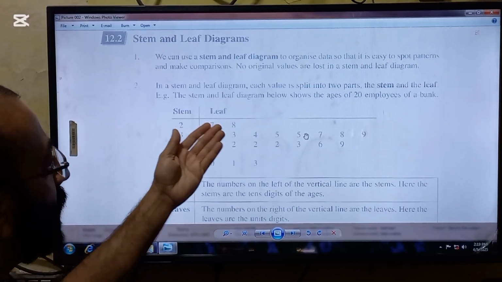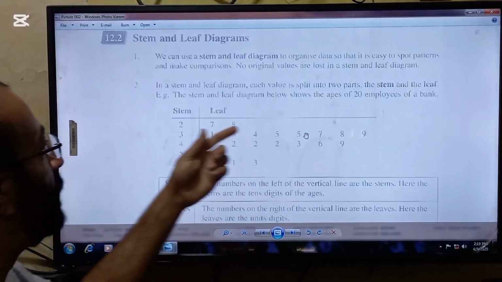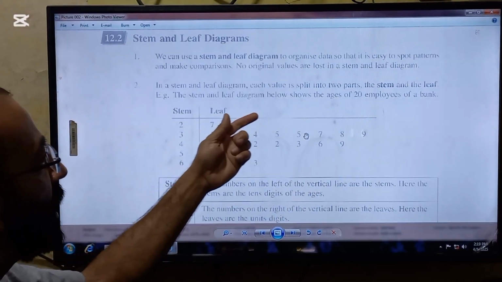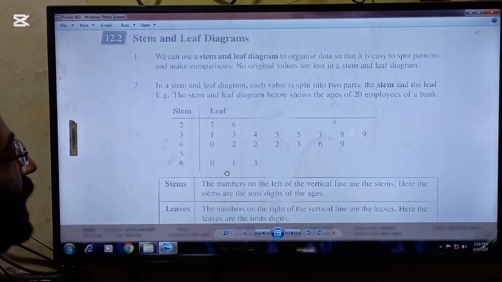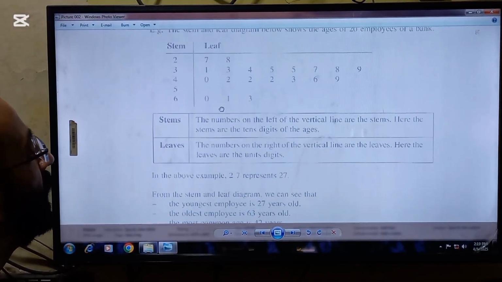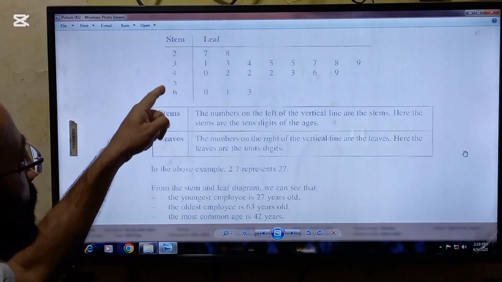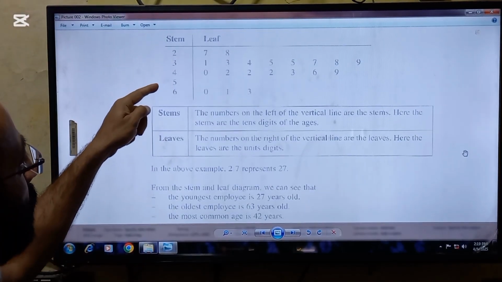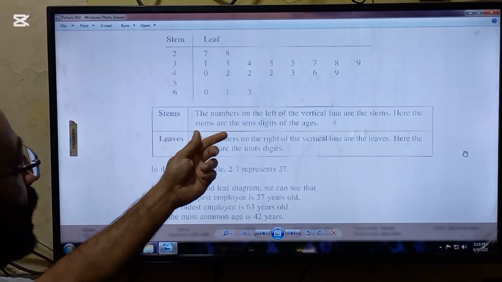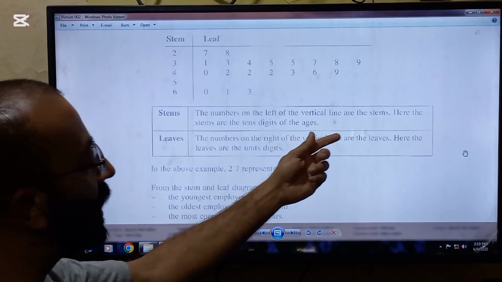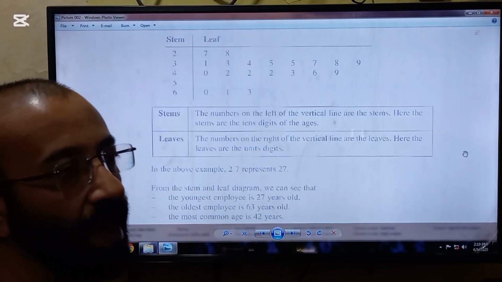In a stem and leaf diagram, each value is split into two parts, the stem and the leaf. For example, the stem and leaf diagram below shows the ages of 20 employees of a bank. So here is a stem and leaf diagram. The stem values are 2, 3, 4, 5, 6 and the leaf values are there. The numbers on the left of the vertical line are stems. Here the stems are the tens digits of the ages.